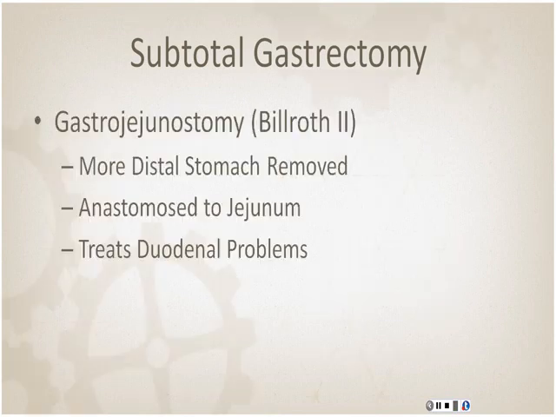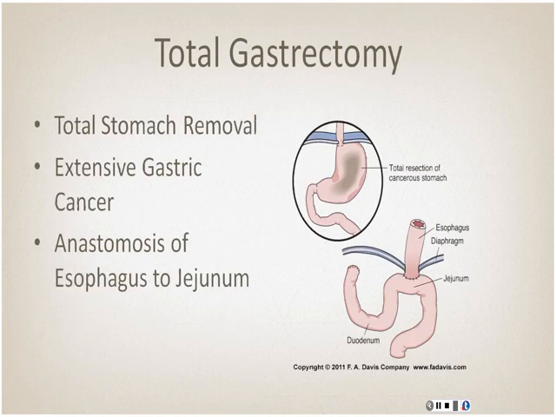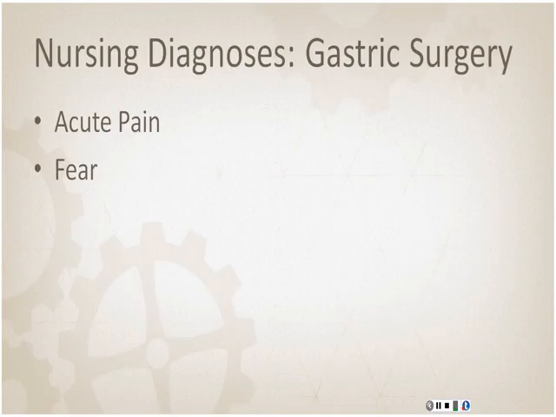The patient will need TPN to provide nutrition if they do have a total gastrectomy done. There are gastrectomies that can be done, a subtotal or partial gastrectomy. The Billroth 1 is where the distal portion of the stomach is removed and the remainder of the stomach is attached to the duodenum. And then the Billroth 2, which is the other type of subtotal gastrectomy, involves the removal of a larger amount of the distal stomach, and then it's attached to the proximal end of the jejunum.